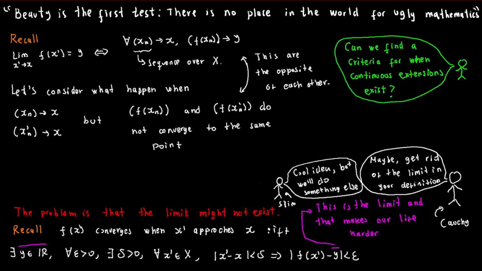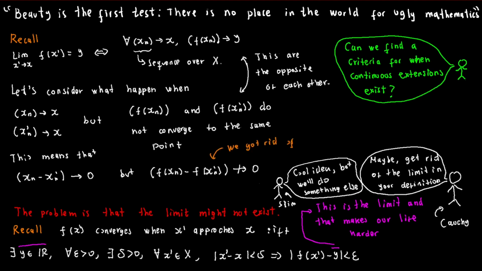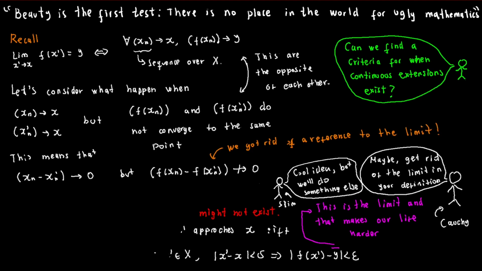Since xn and x prime of n converge to the same point, we note that their difference converges to 0. On the other hand, the difference between f of xn and f of x prime n doesn't converge to 0. Combining those facts, we can postulate the following conjecture.